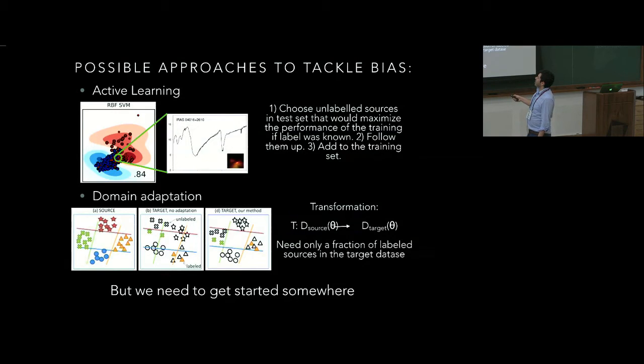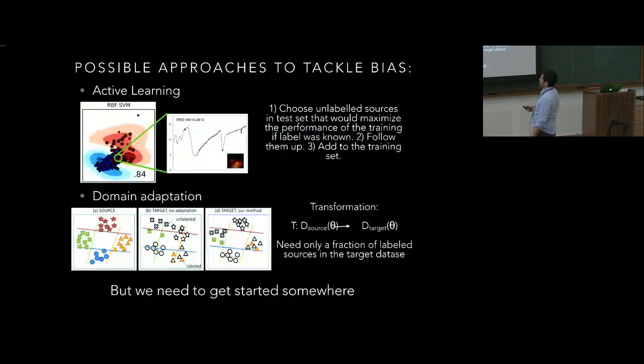Once you apply that to an unlabeled test source, maybe you can pick the unlabeled test sources that will improve the performance of the algorithm the most. So you can select, for example, sources that are very close to whatever boundary you have here, and you can follow them up by, for example, taking spectroscopic observations, and then you can include them in the training set in the next step. That way you start to select the test sources that will improve your training process and incorporate them into the training set.